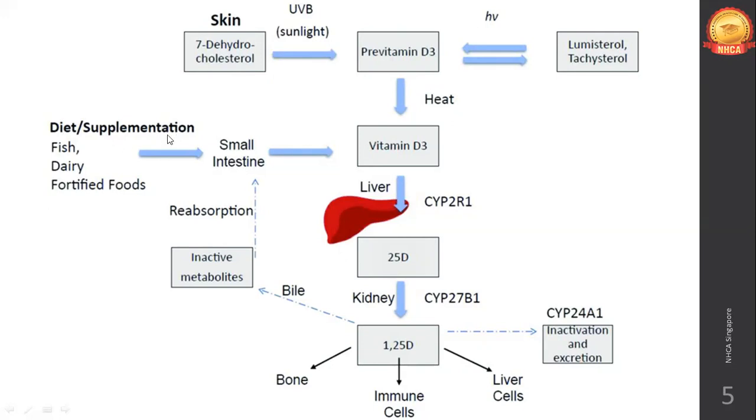And even from diet or supplementation, fish, dairy, fortified foods into the small intestine, and from there vitamin D3 goes into the liver. It undergoes the same process. So is it clear to all, the absorption and metabolism of vitamin D?